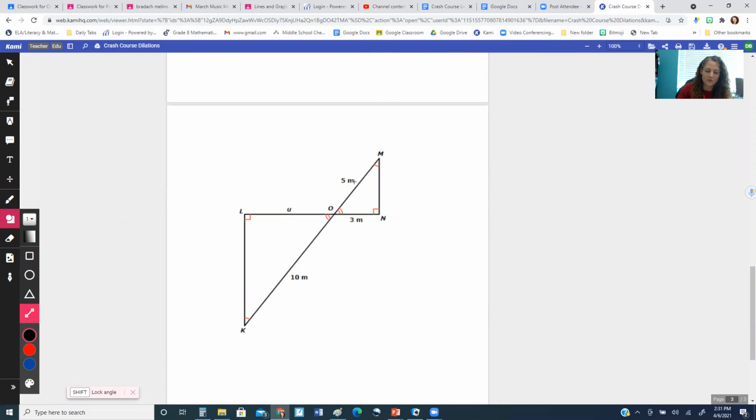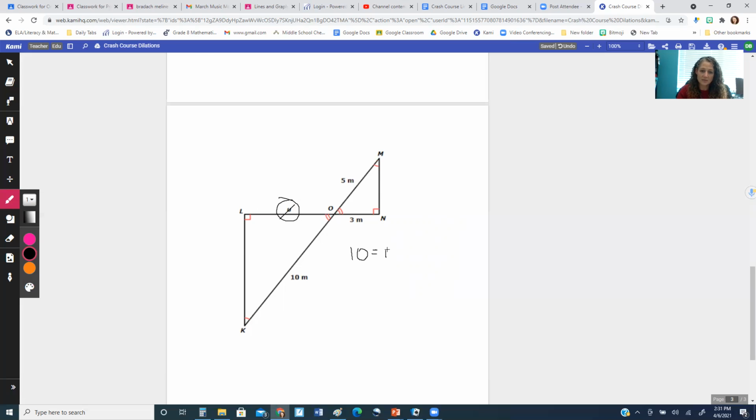So if you rotate this one down, then they match up. So the 10 actually matches up with the 5. And this 3, its corresponding side is the U, not the LK one. So let's figure out what the factor of dilation is. If I want to go from this small one to this big one, 10 equals R times 5. Divide both sides by 5 to get that R alone, and R equals 2.